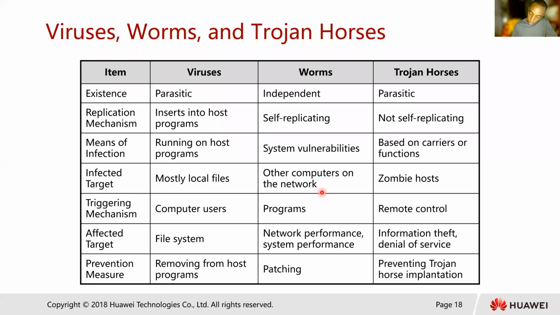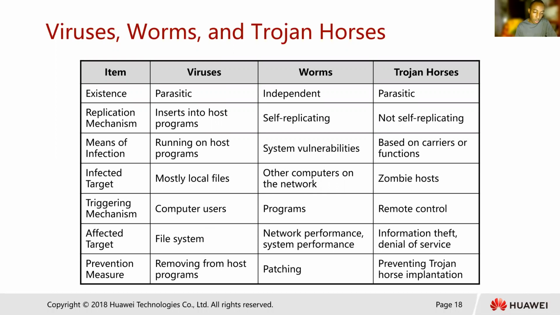When you're looking at all these, you can follow it up and see what the differences are. But just remember that a worm is kind of a variant of a virus, but it has some differences. And a Trojan horse is a kind of malicious code that is parasitic in nature.